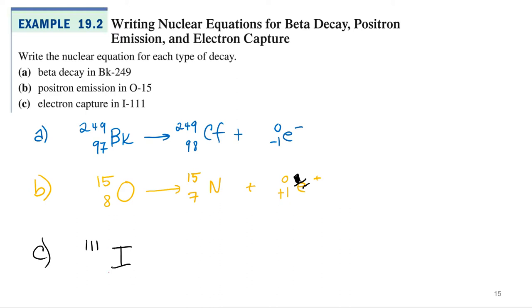So iodine, what's iodine's atomic number? 54? 53. Plus the electron. So it's on the left side, excuse me. And then 111 plus 0 equals 111? 111 plus 0.